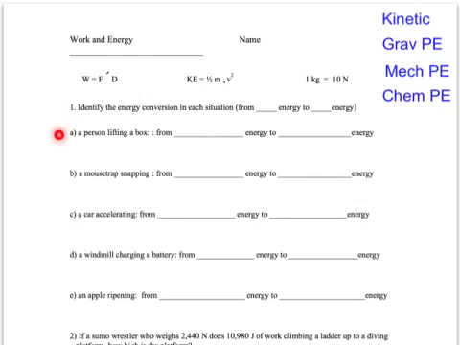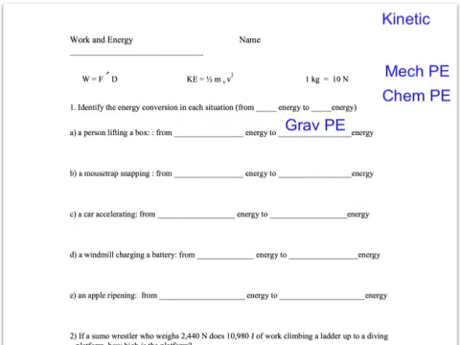So let's just try A. A person is lifting a box. That means they're taking it from here and lifting it up in the air. So it's true that it has to move going upwards, getting kinetic energy, but it's not going faster and faster and faster. What it's really gaining as it goes up in the air is gravitational potential energy. So let's take gravitational potential energy, and we'll put it here.